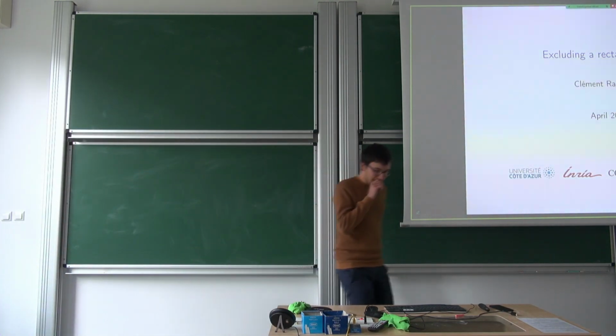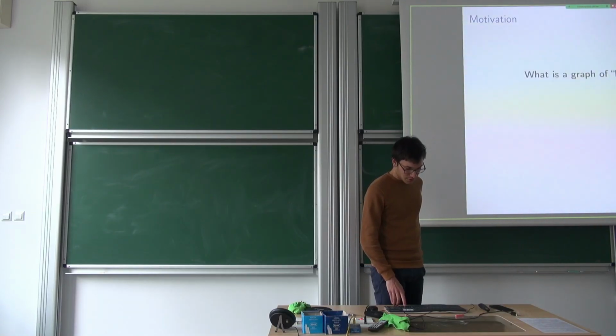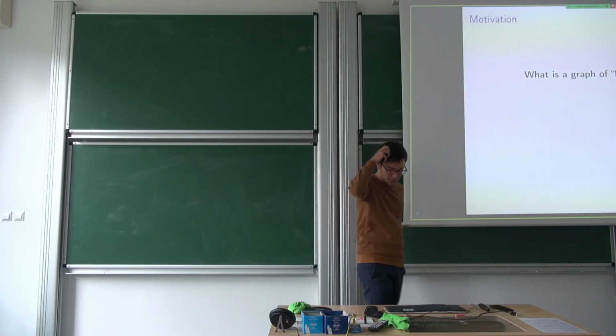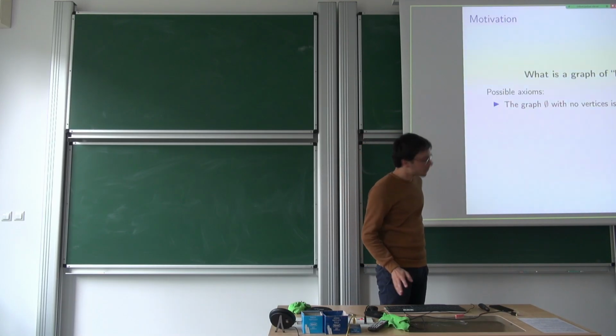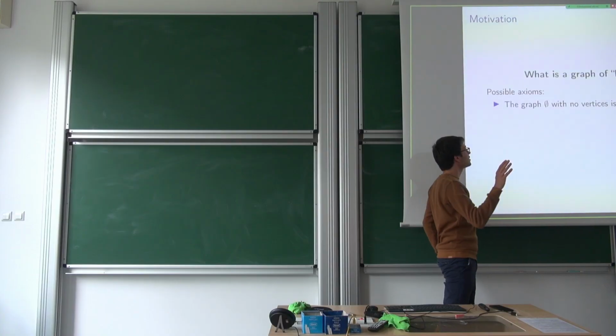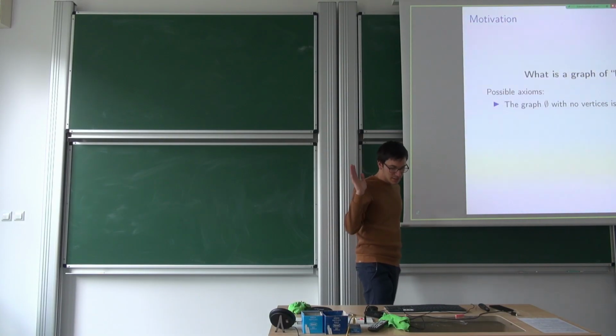Thank you, Pierre. Okay, so to start, I want to ask a very general question. What is a graph of low complexity? So how can we measure the complexity of a graph? And I will start with just very simple axioms. So first, I want a measure of the complexity of a graph, such that the graph with no vertex, the null graph, is not complex. Okay, I think we all agree on that. So this is my first axiom.